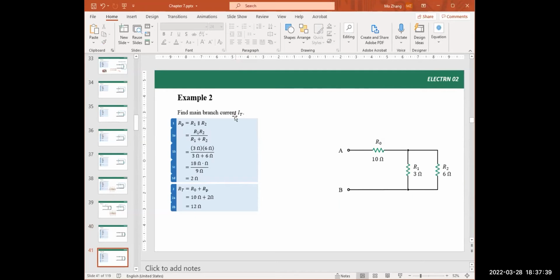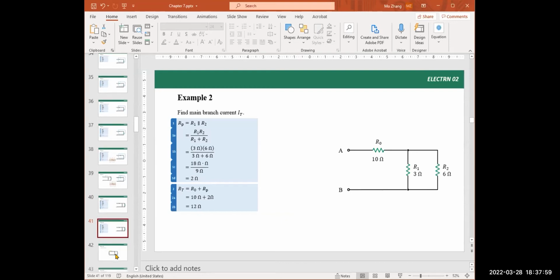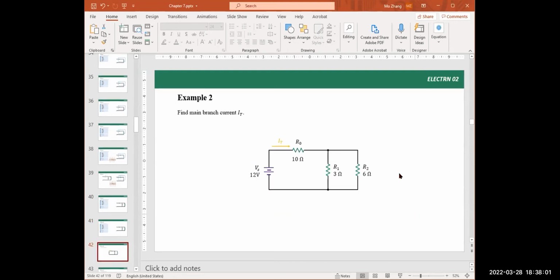Example 2, right? We need to find the main branch current. Where's the main branch current? The main branch current is the current that flows out from the source and enters into the entire system. That is called the main branch current. Let's draw it. So it's this current.